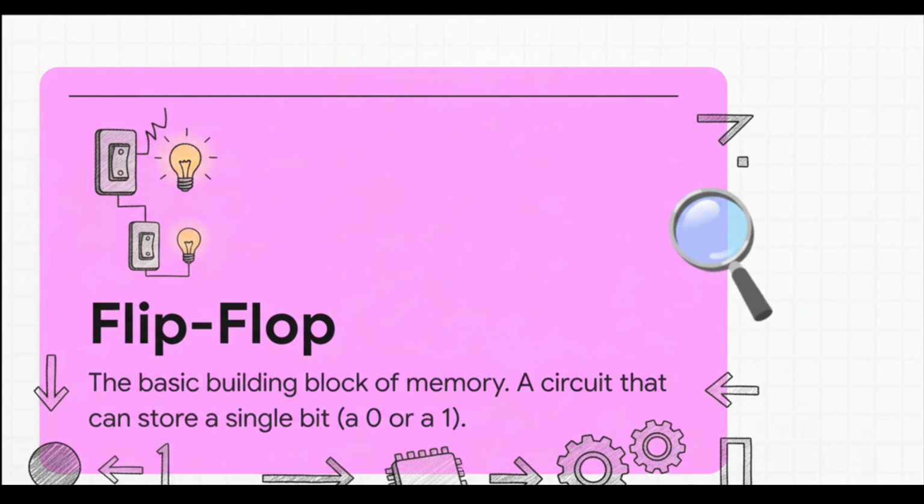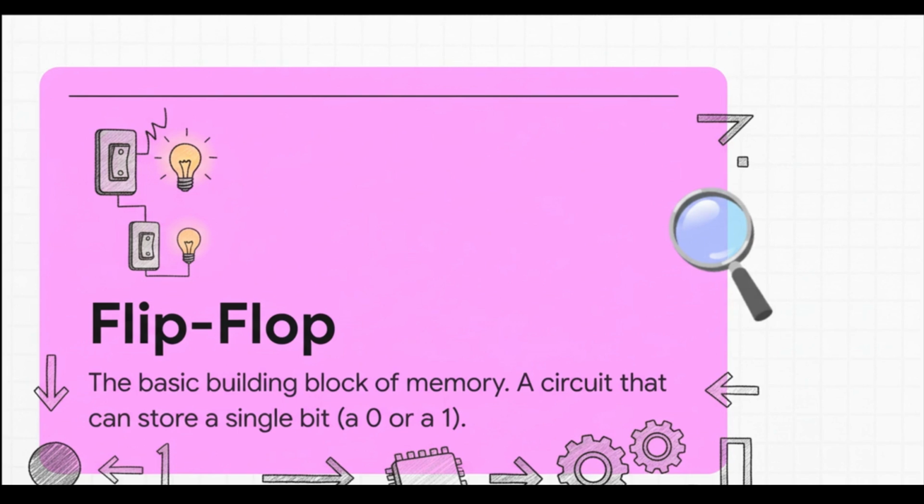The fundamental building block of memory is this brilliant little circuit called a flip-flop. It's basically a light switch. You flip it on, it stays on. You flip it off, it stays off. It holds its state. A single bit of information, a 1 or a 0, forever, until you tell it to change. This tiny, simple circuit is the atom of computer memory.